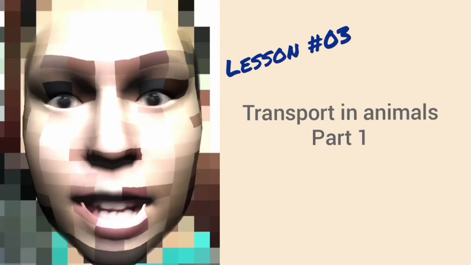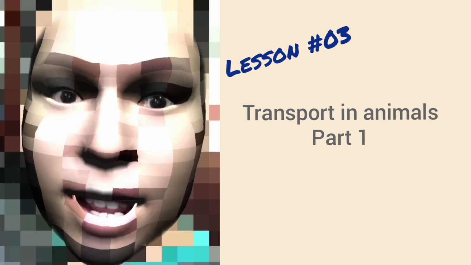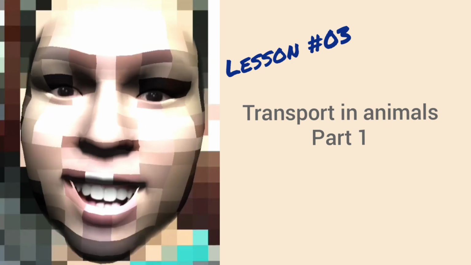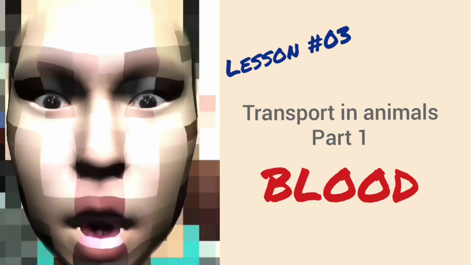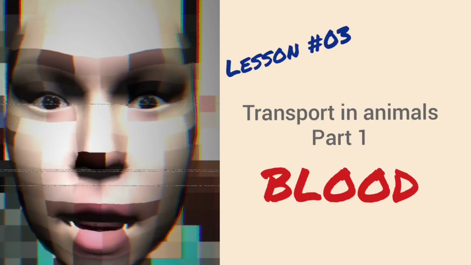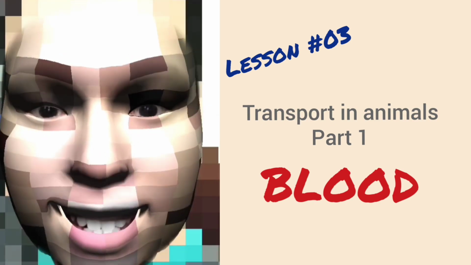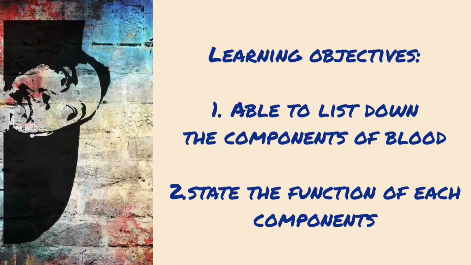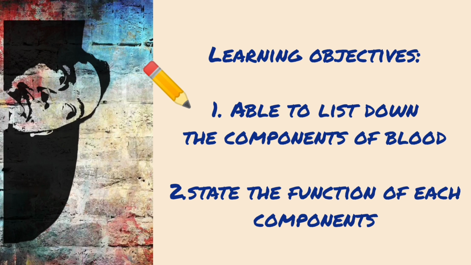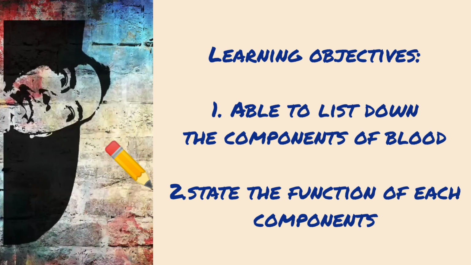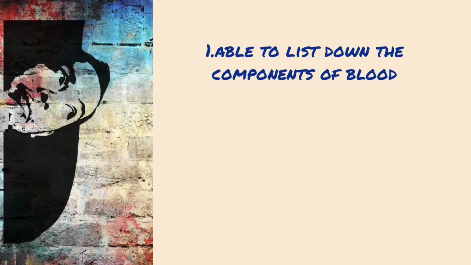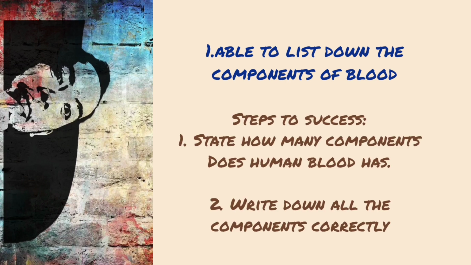Since transport in animal is a huge topic, we divided it into two parts. The first part is about your blood. At the end of this lesson, you should be able to list down the components of blood and to state the function of each component. We now focus on objective number 1, that is to list down the components of blood.